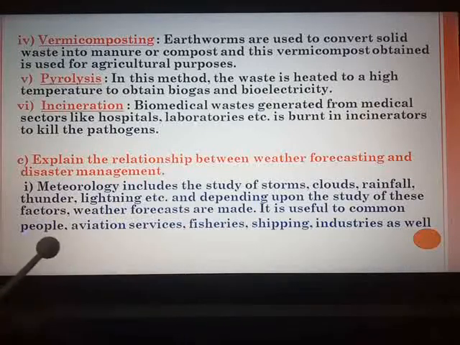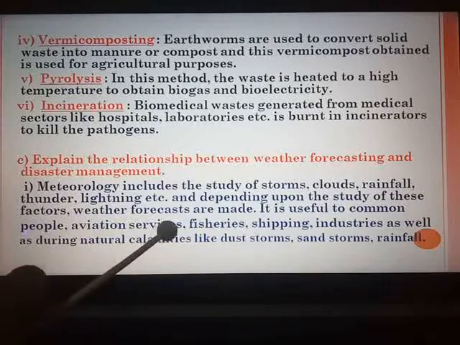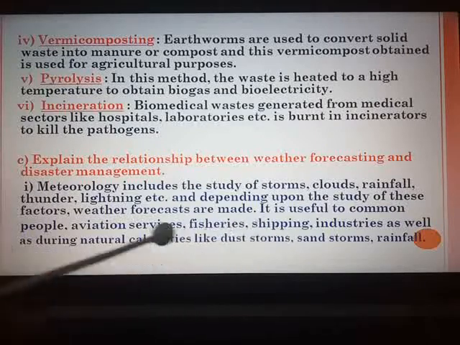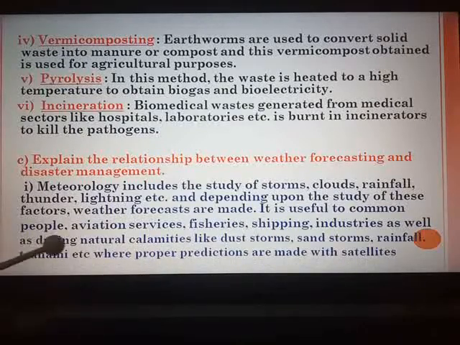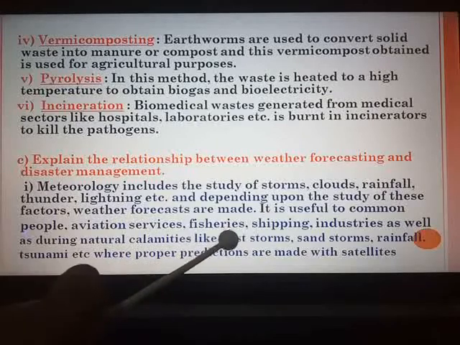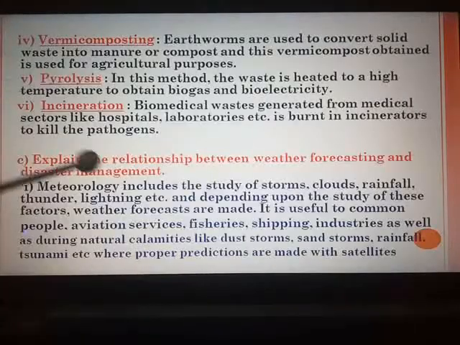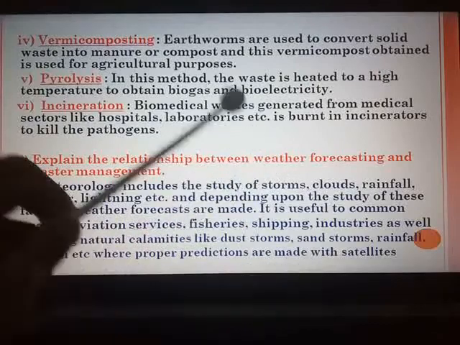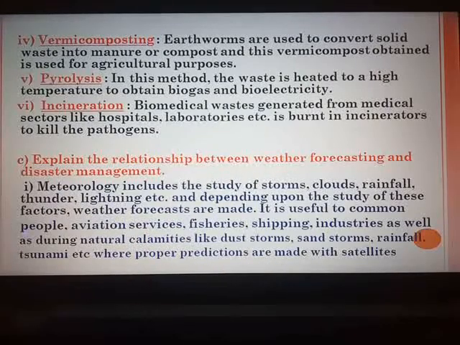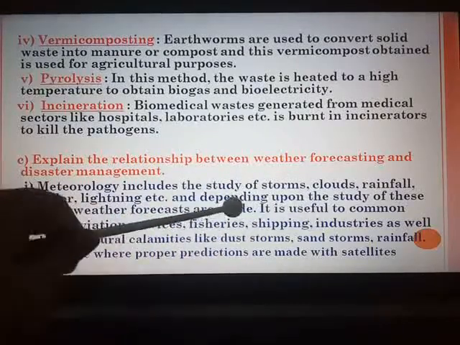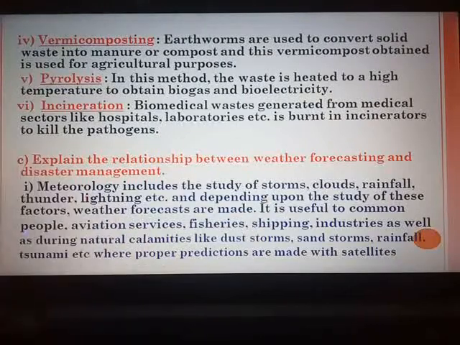It is useful to common people, aviation services, fisheries, shipping, industries, as well as during natural calamities like dust storms, sandstorms, rainfall, tsunami, etc., where proper predictions are made with satellites. A little bit of the part is on the next slide. So up till fisheries and all, you will get in the second paragraph on page number 98.